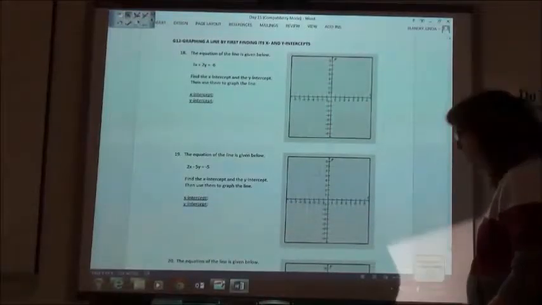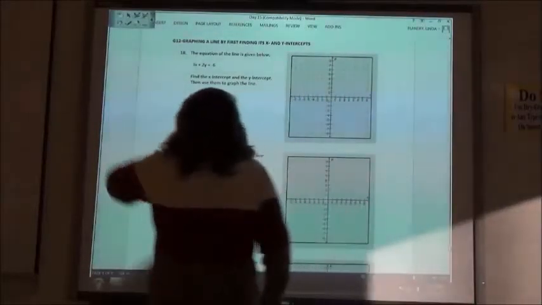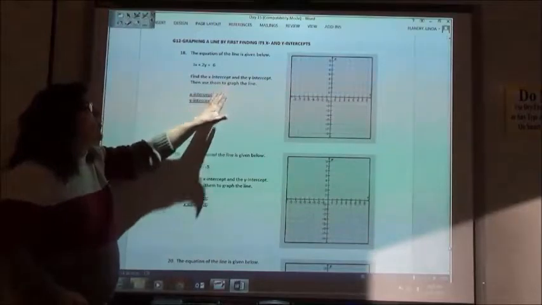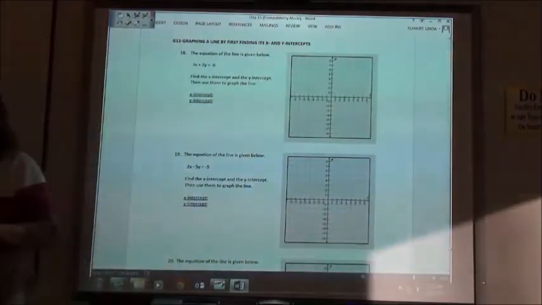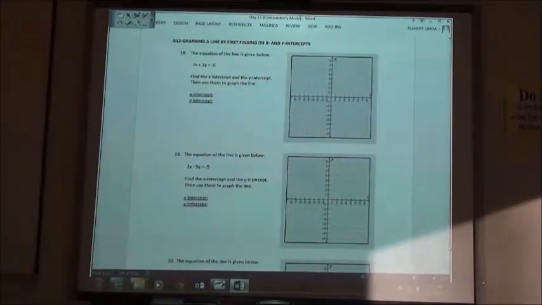Do the ones where you're graphing those in standard form. They are going to have you fill in a box that tells you what the x-intercept and the y-intercept are. Then they're going to have you put it on the graph.